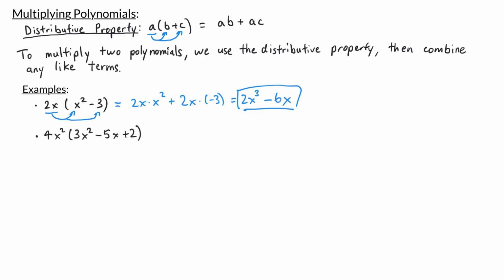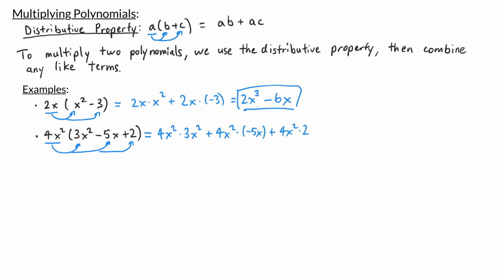This time, when I apply the distributive property, I'm going to take the 4x squared and multiply it to each of these 3 terms. So we'll have 4x squared times 3x squared plus 4x squared times negative 5x, and then plus 4x squared times 2. Now let's simplify each of these products.